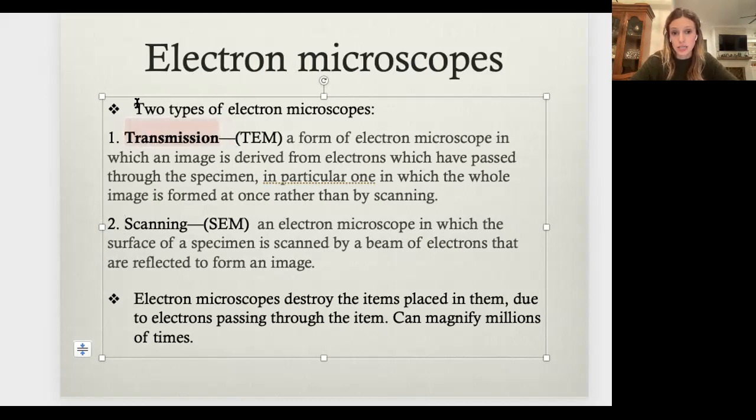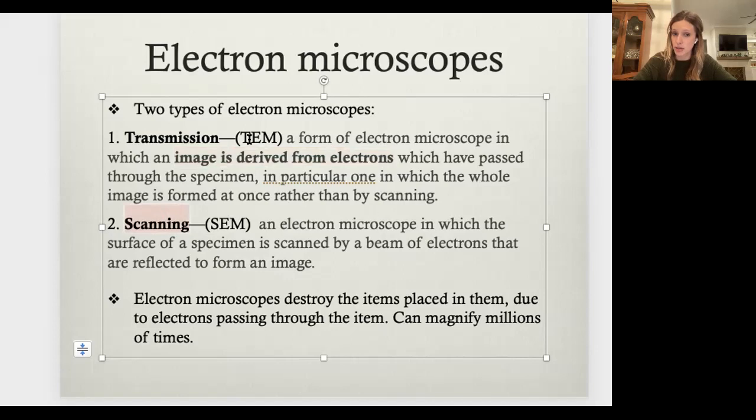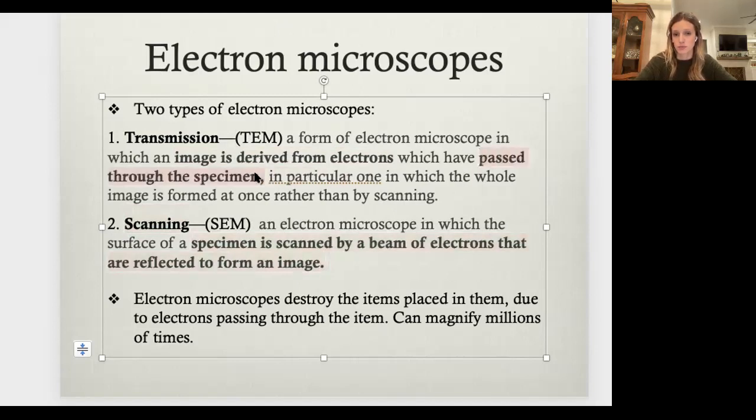Okay, so I want you to write transmission. We just wrote that it's a type of electron microscope, so we know it's a form of electron microscope in which an image is derived from electrons. That's what I want you to write here, because next we're going to write scanning. Scanning is also an electron microscope, in which the surface of the specimen is scanned by a beam of electrons that are reflected to form an image. So the specimen is scanned here, where here the electrons are just passed through the specimen. The bolded points, that's what I want you to write down.